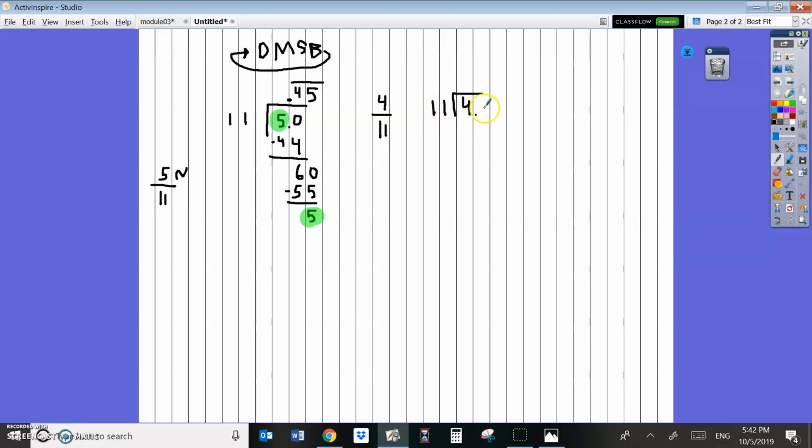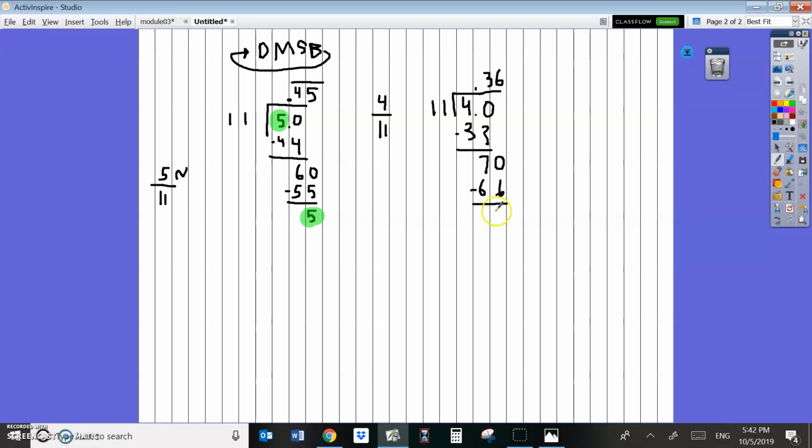Put in a decimal and a 0. How many 11s in 40? Well, there's 3. 3 times 11 is 33. Subtract and you get 7. Bring down a 0. How many 11s in 70? There's 6. 6 times 11 is 66.